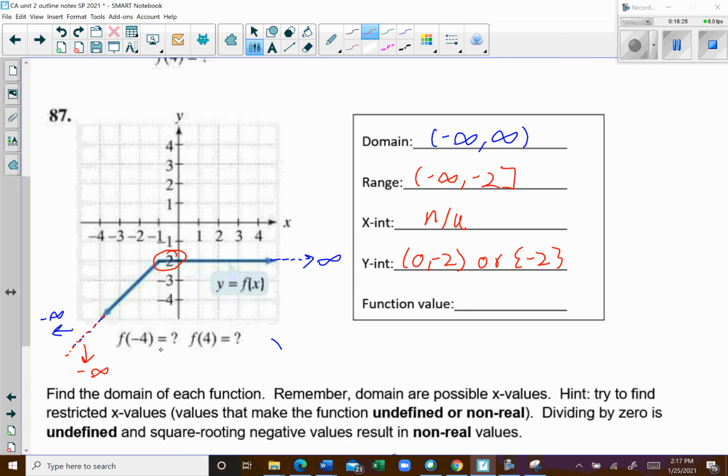And then function notation, f of -4. That will correlate with -5, it looks like. And then f of 4. That will correlate with -2.